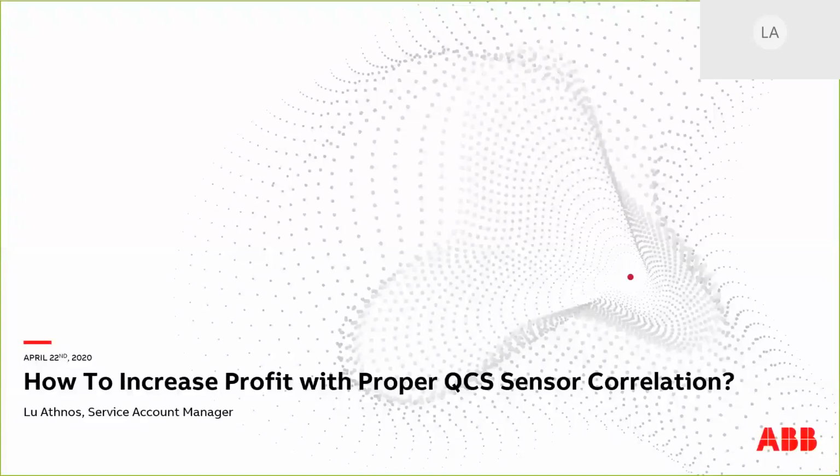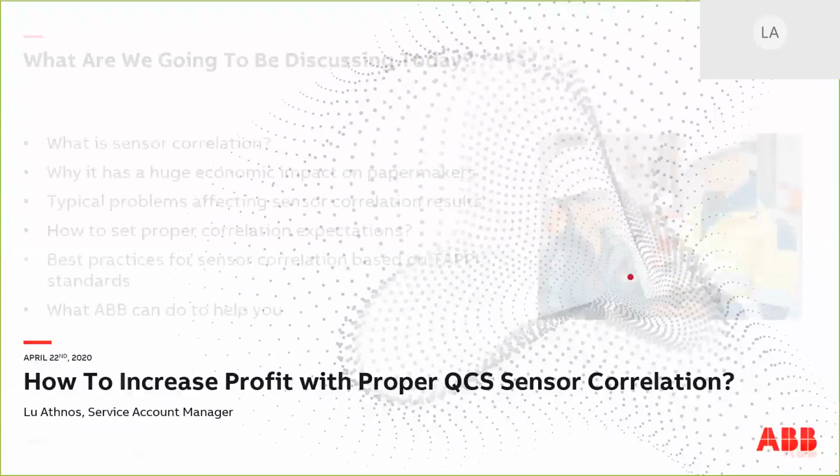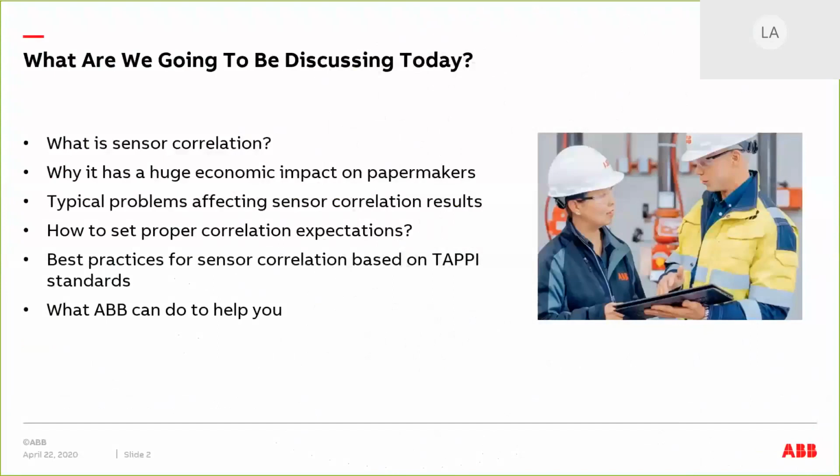During this presentation, I would like to address a few important subjects, such as what is sensor correlation? This is pretty important. I want to make sure we all have a good understanding of what it is and why it needs to be done and why it is so critical to the paper makers. What kind of economic impact does it have on you? And then how about problems affecting sensor correlation results? Why are you having challenges achieving consistent results? I'm sure some of you probably brought that question with you.